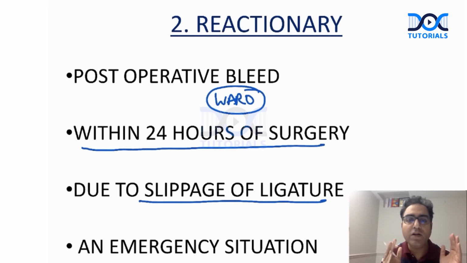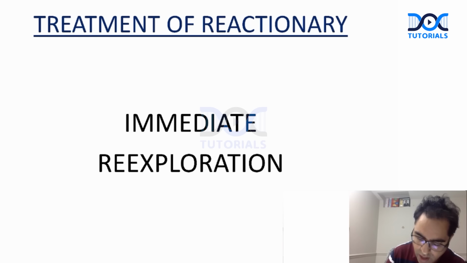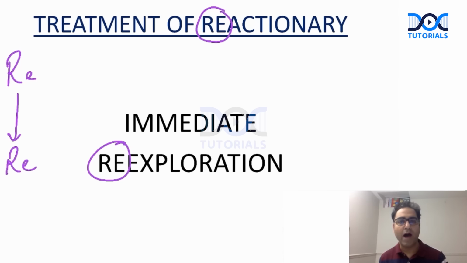So, what is the treatment of choice of reactionary hemorrhage? The answer is immediate re-exploration. How to remember this word, beta? RE for reactionary, RE for re-explore. Reactionary hemorrhage will need re-exploration. So reactionary hemorrhage is a serious emergency. You need to explore the patient at the earliest, meaning take the patient back to the operation theater and apply the stitch again. So RE reactionary, RE re-explore.